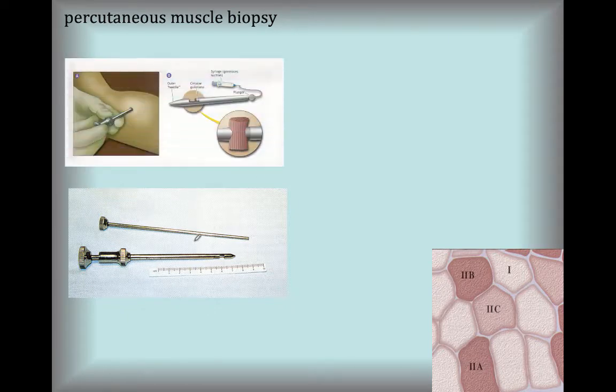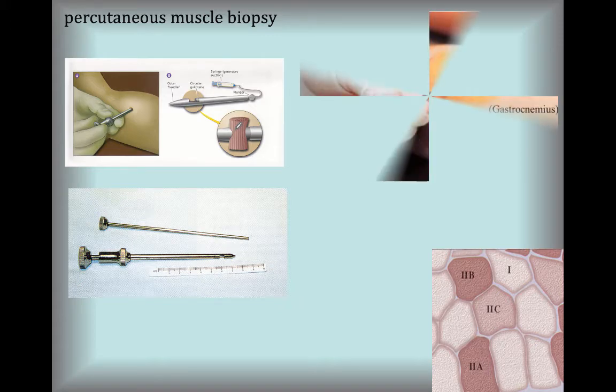The first thing that is done is an incision of about a half a centimeter, a little bit longer, is made. And then the needle is pushed into the belly of the muscle, and the tissue is cut out and removed. And you can see that piece of tissue. It's probably not even as big as the eraser on a mechanical pencil. So it's not a very big piece of tissue.